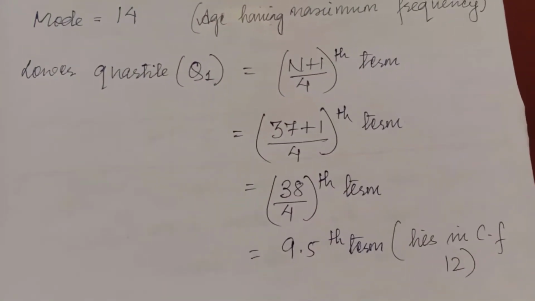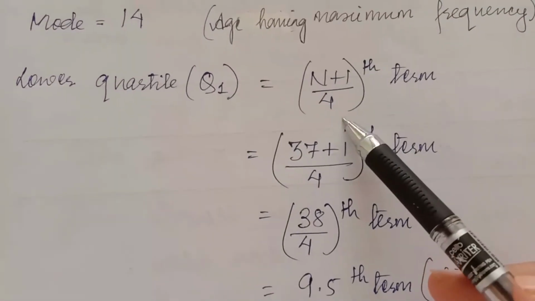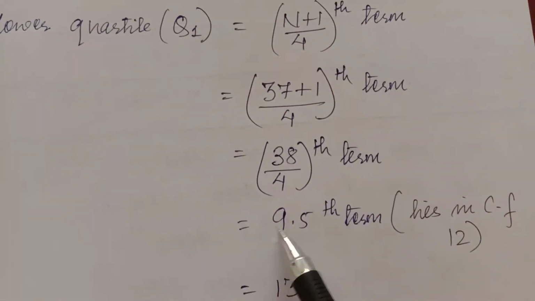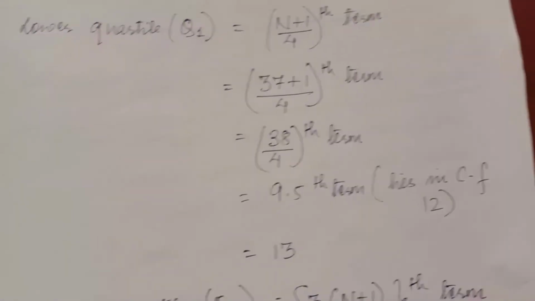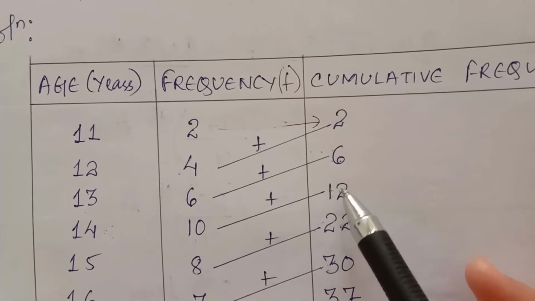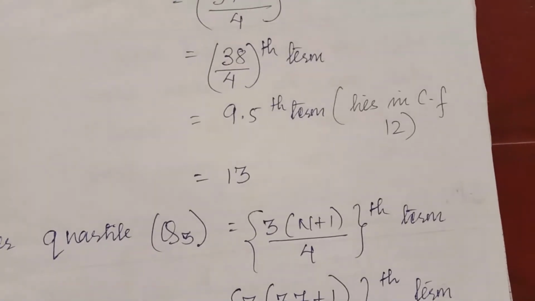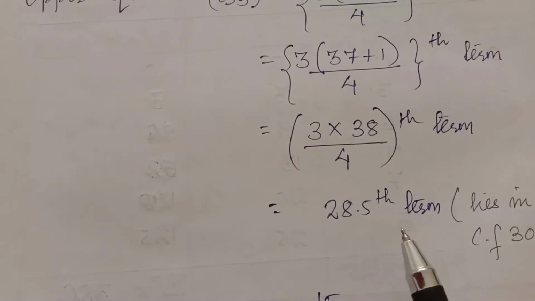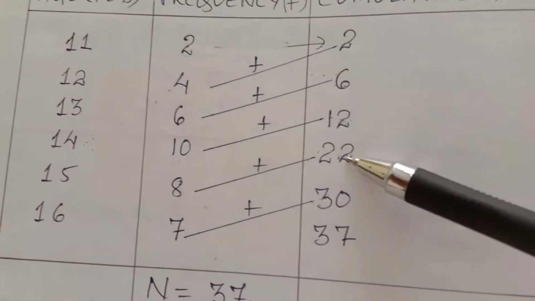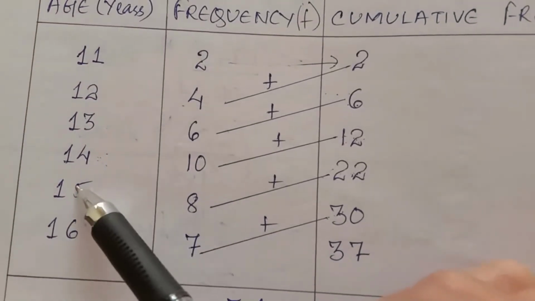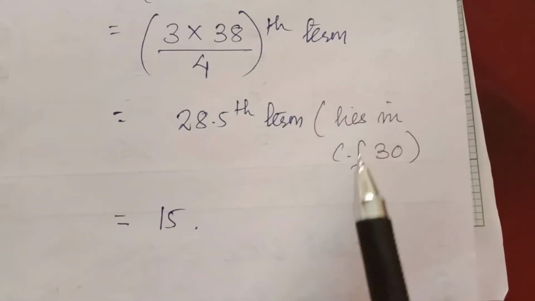The lower quartile formula is the (n plus 1) by 4th term. So n is 37, 37 plus 1 is 38, 38 by 4 is the 9.5th term. We don't have 9.5, but it lies between 6 and 12, and you take this 12. So the answer is 13, because 9.5 lies in the cumulative frequency of 12. For the upper quartile, you get the 28.5th term. We don't have 28.5, but it lies between 22 and 30, so you take the 30. The answer is 15, because it lies in the cumulative frequency 30.